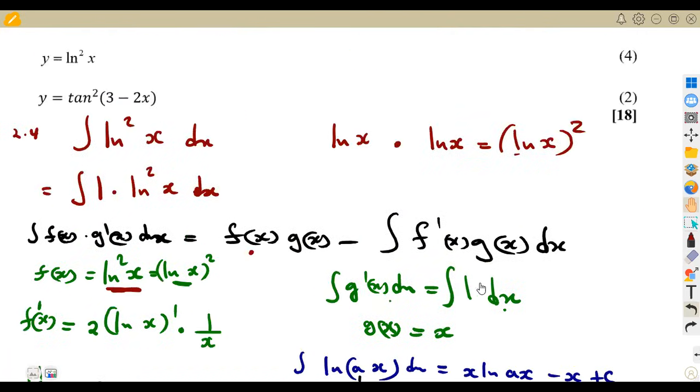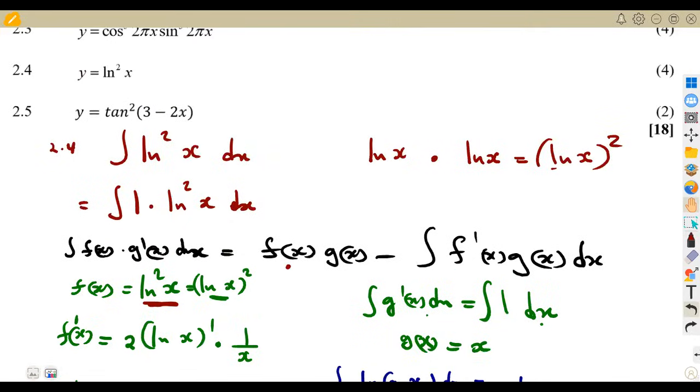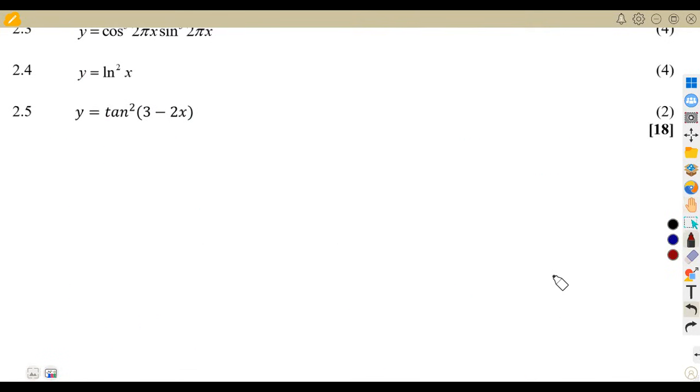All right, let's check the other question, 2.5. So on 2.5, again, we're asked to integrate tan squared. The integral of tan squared of 3 minus 2x with respect to x. All right, so how do we integrate a tan? That is the question. How do we integrate a tan?